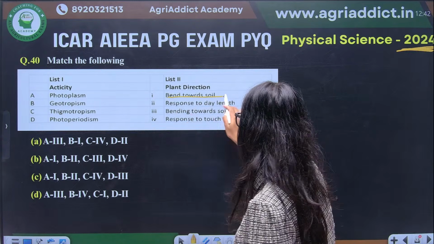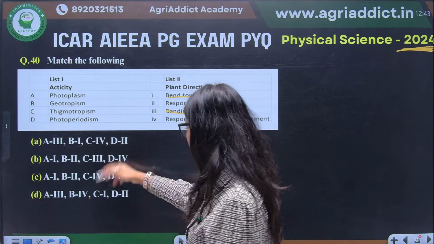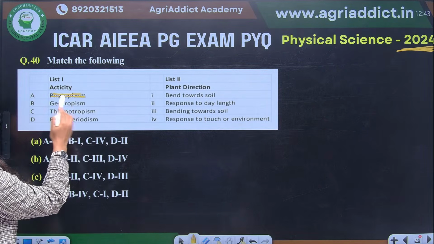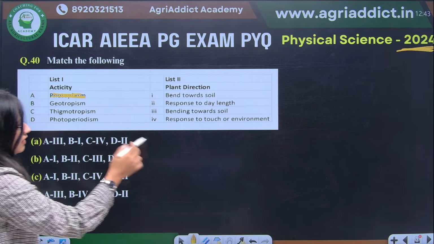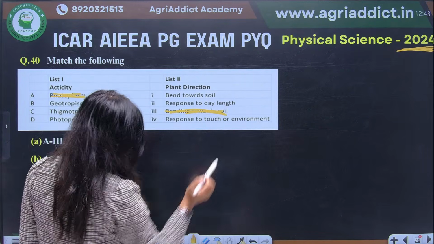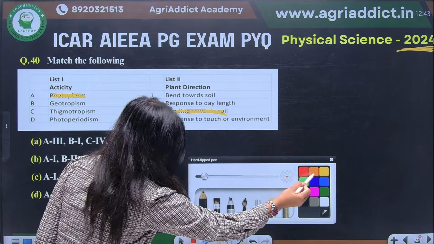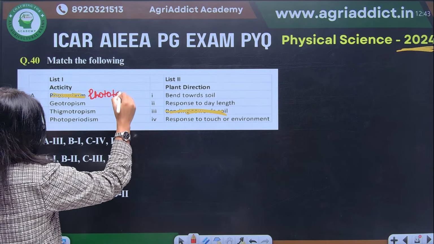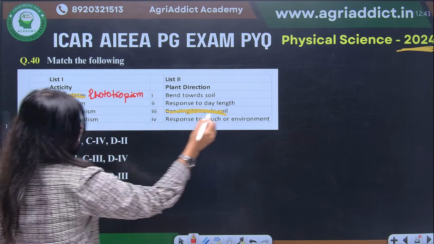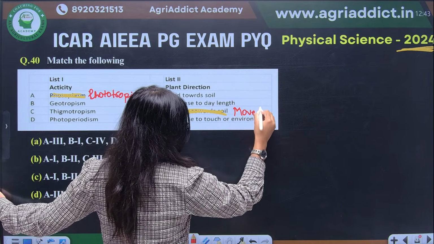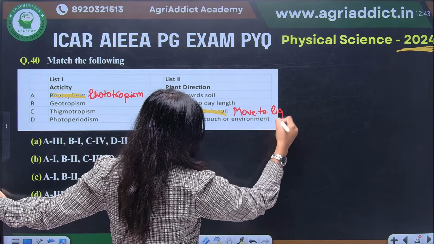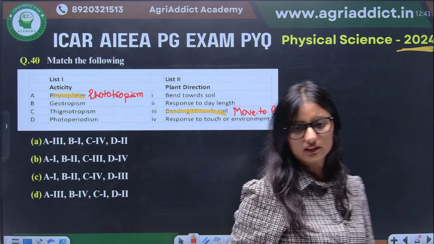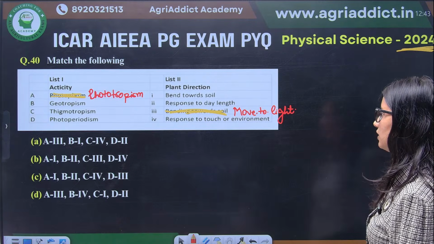And similarly there is a mistake here. The option is right here, but this should be phototropism and here it should be movement toward light. Okay, let me correct. Phototropism and here should be movement toward light. Clear? Okay, so let's move to the next one.